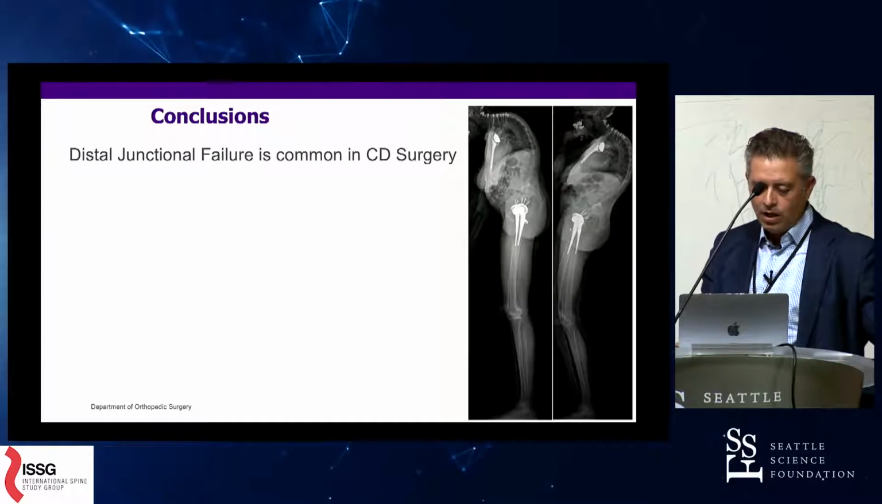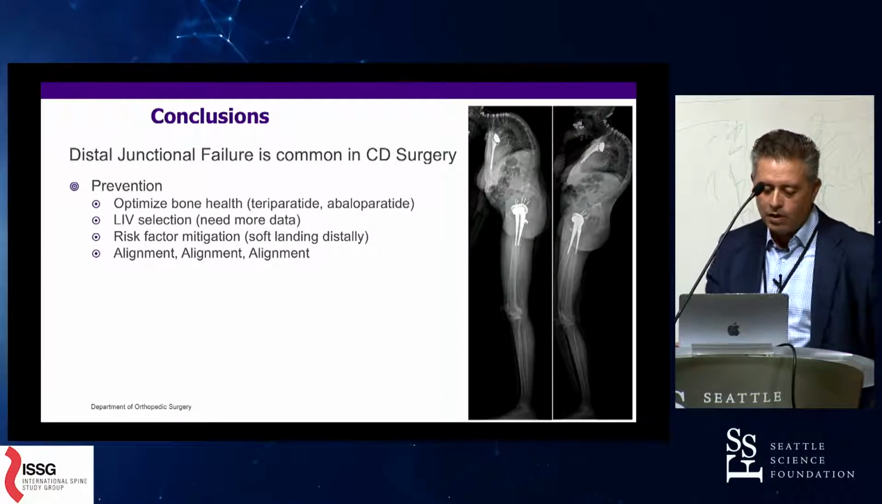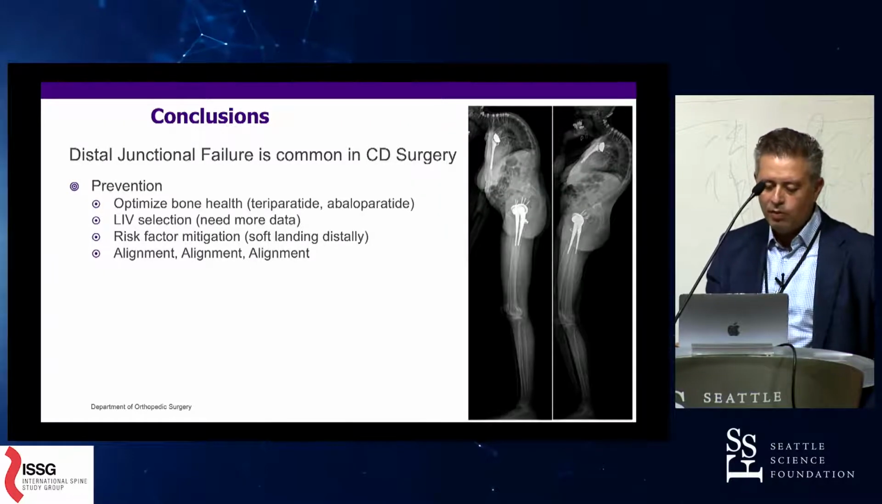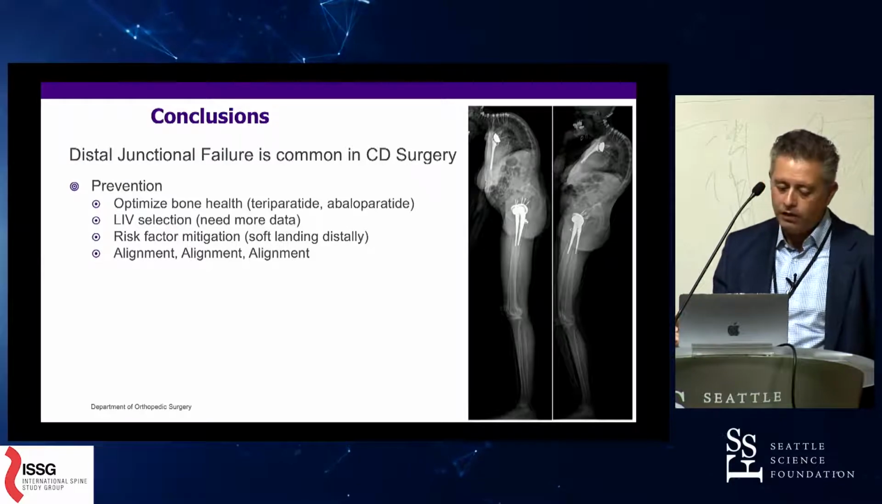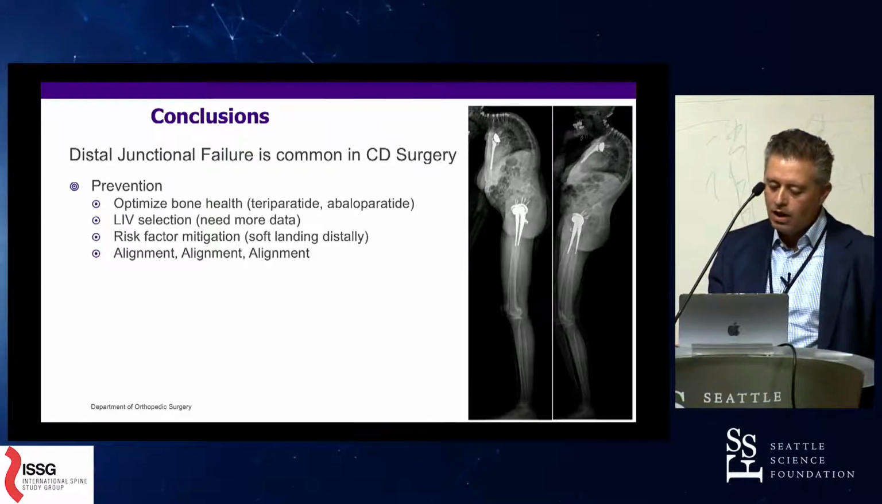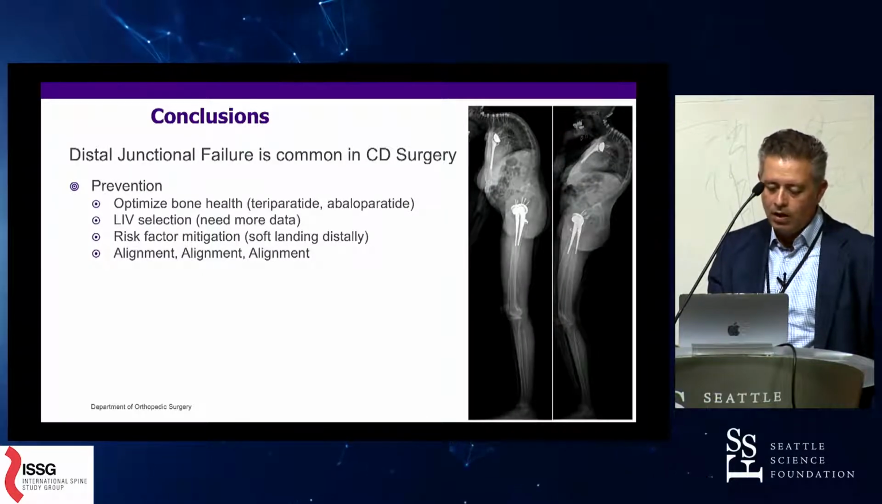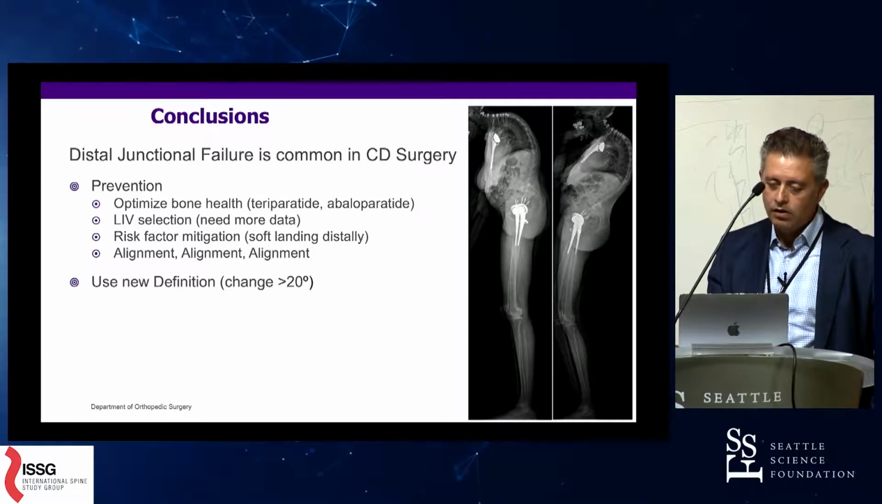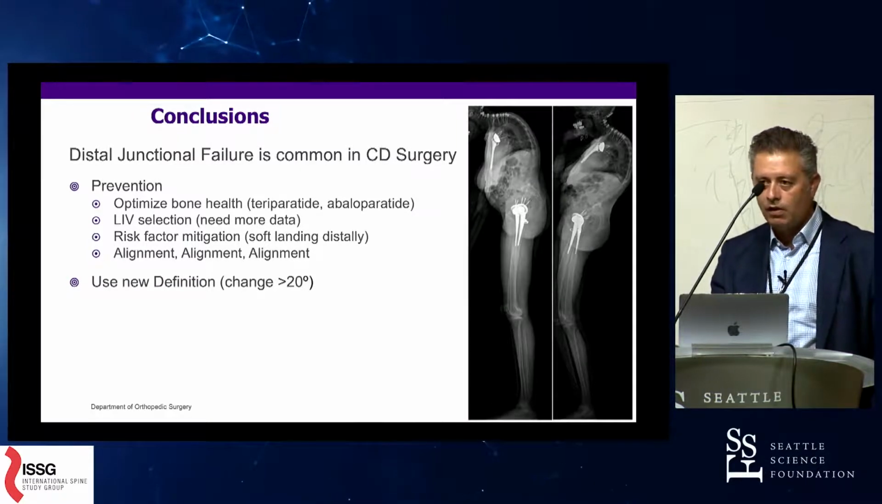So DJK is unfortunately very common in cervical deformity surgery, as you heard from Dr. Pashas and some of the other studies that we presented. But I think you got to optimize the bone health. You got to select your LIV very carefully. Risk factor mitigation, try for soft landings distally. I use 5.5 titanium rods and no bigger. Alignment, alignment, alignment. And use a new definition, not one that's going to be clinically irrelevant in 75% of the patients in the cohort.